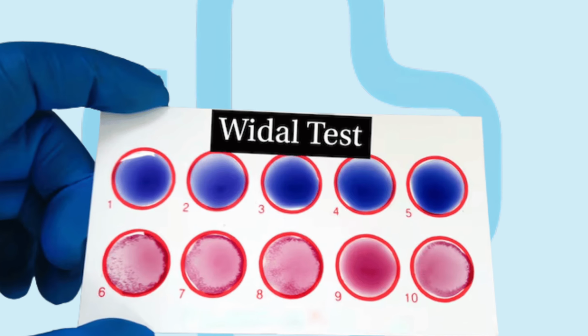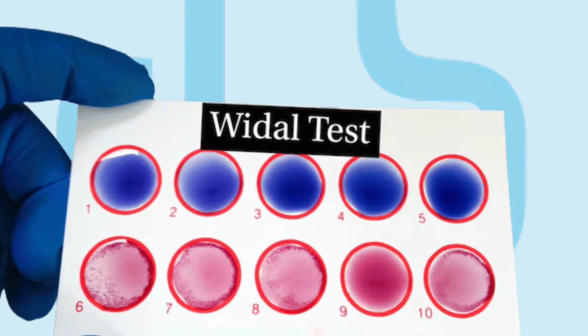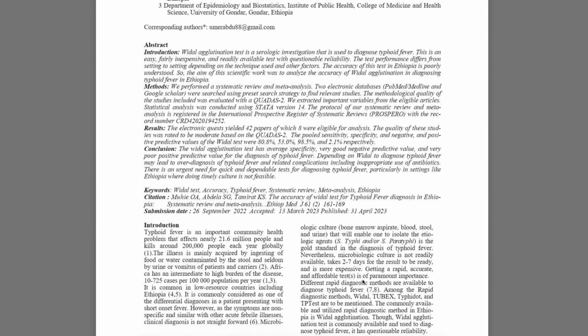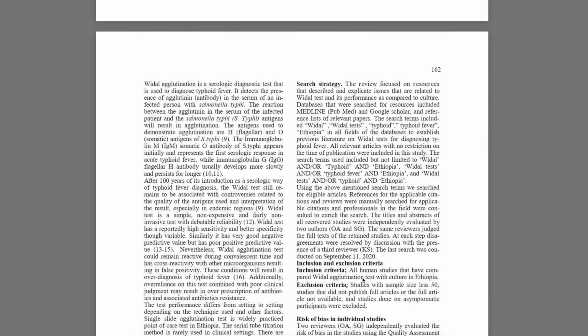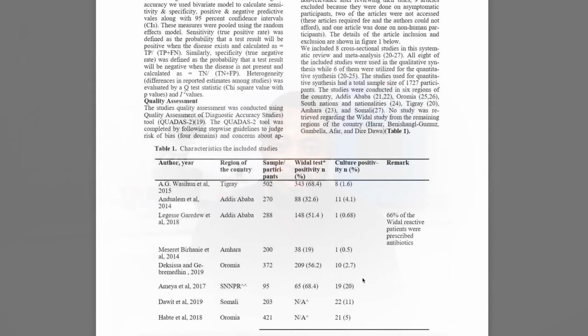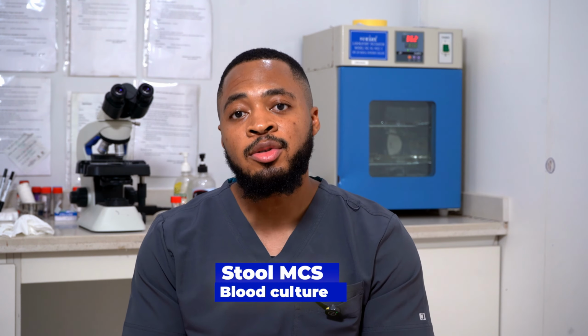So you see this test at the top of the screen. Yes, this test, Widal. It is the enemy of diagnosing typhoid accurately. The WHO has even said that they do not find it reliable since the 1980s. That's even before the Gen Zs were born. But for some reason, Nigerians are still conducting this test. Please, let's stop. The recommended tests by the WHO are two tests, which are stool MCS and blood culture.